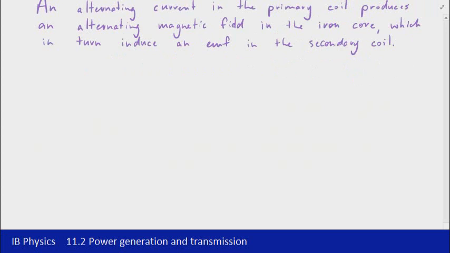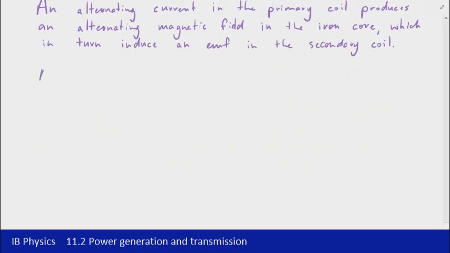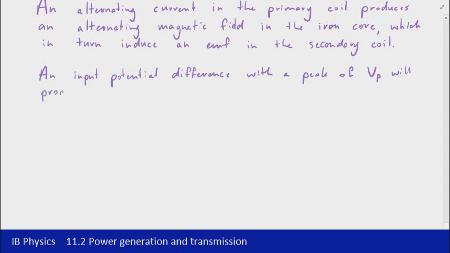Now, to take that a step further and start to look at some of the calculations that sit behind this, an input potential difference with a maximum, or a peak, of Vp is going to produce a flux phi, and that flux will be produced in the core itself.